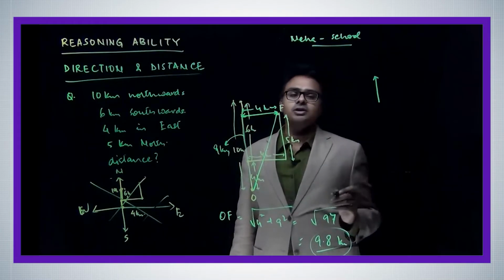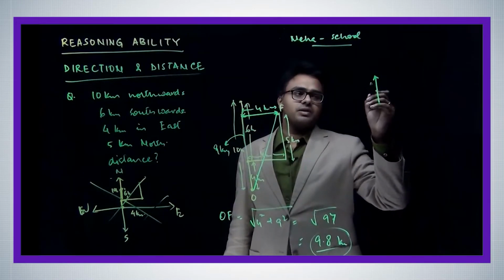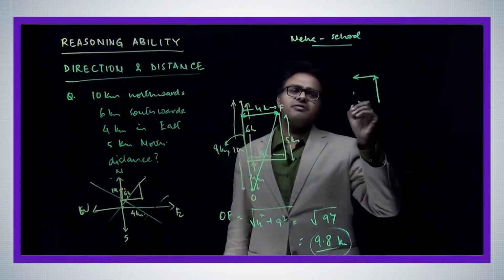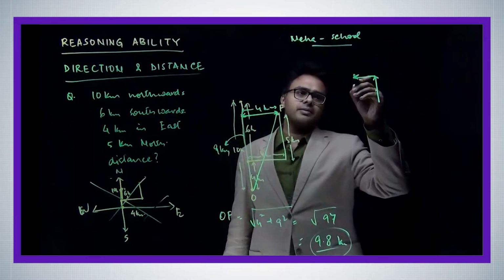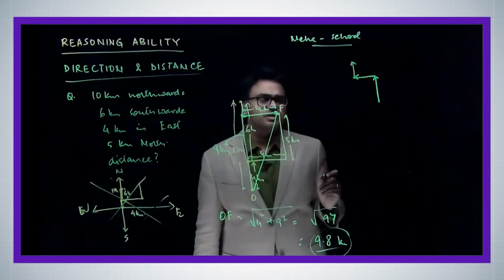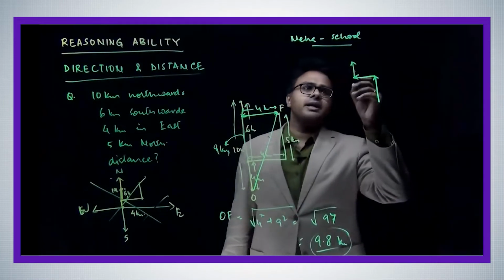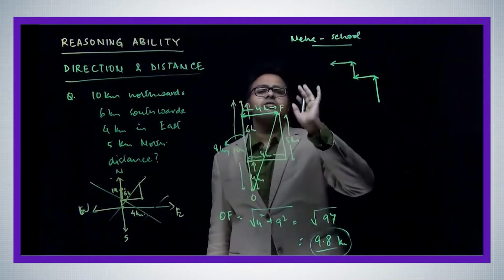She goes towards north, and then after that, she turns towards left. She's going towards north. She turns towards left and walks a little towards left. How much we don't know, we don't care. Then she turns towards right. Right? And after that, after turning towards right, Neha turns towards left once again and reaches the school. Somewhere here her school will be.